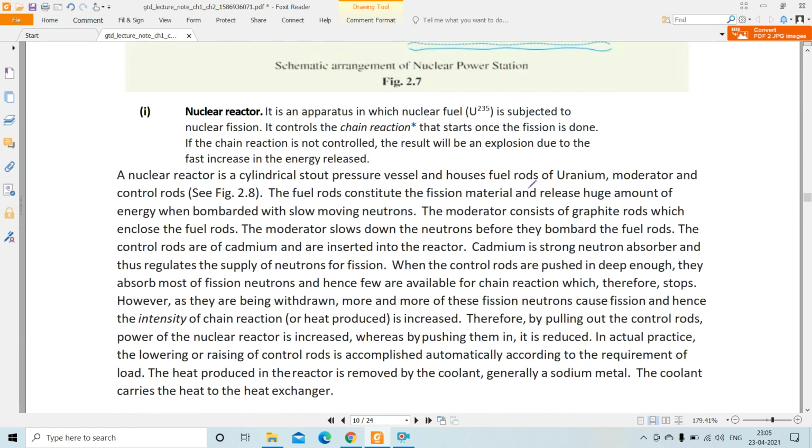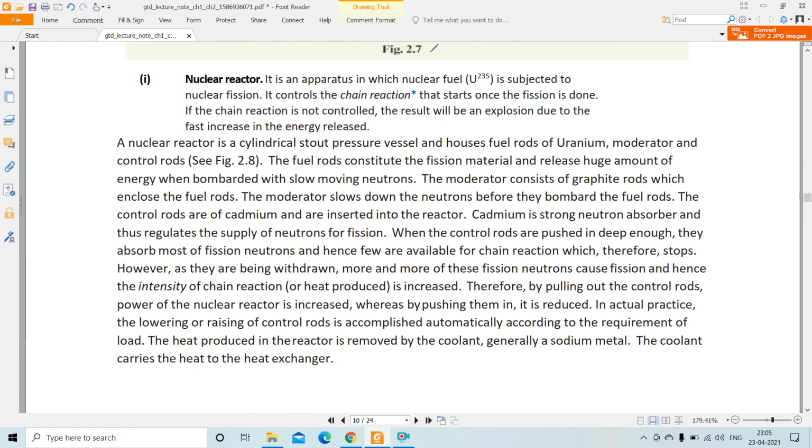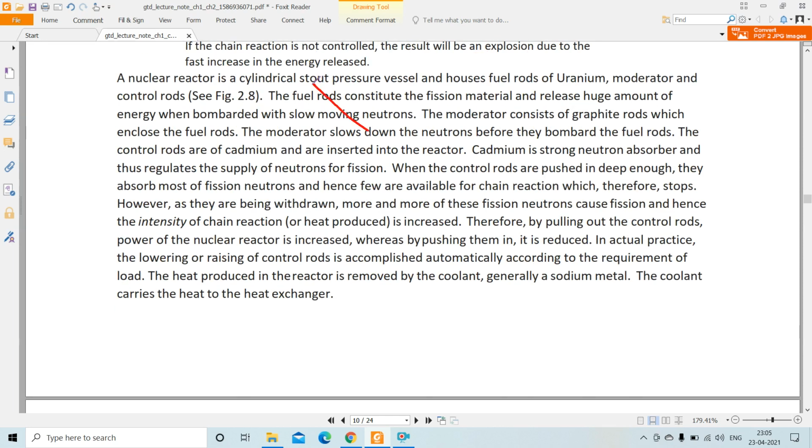Then the nuclear reactor. See what happens in the nuclear reactor. It is an apparatus in which nuclear fuel, that is uranium-235, is subjected to nuclear fission. So it controls the chain reaction that starts when the fission is done. If the chain reaction is not controlled, the result will be an explosion due to the fast increase in the energy released. The nuclear reactor is a cylindrical stout pressure vessel and houses fuel rods of uranium, moderator and control rods.